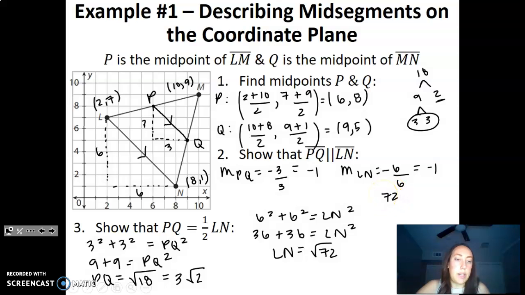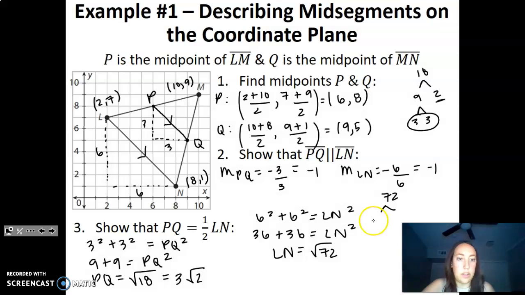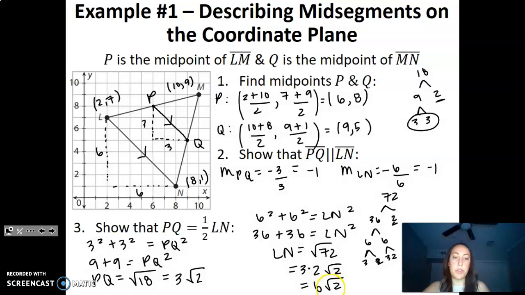And 72 breaks down into 36 and 2. 36 breaks down into 6 and 6. That breaks down into 3 and 2, 3 and 2. So you can see we have a pair of 3's and a pair of 2's, and then we have a 2 left over. Our pair of 3's, we can take a 3 out. Our pair of 2's, we can take a 2 out. We have a 2 left over. That gives us 6 root 2.